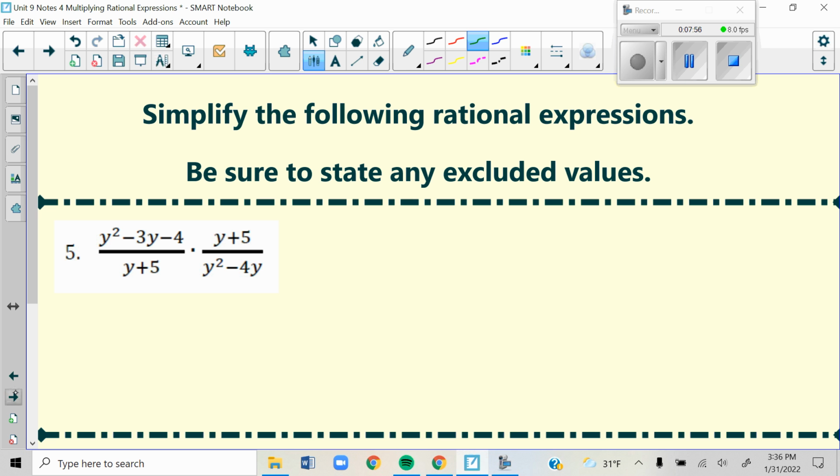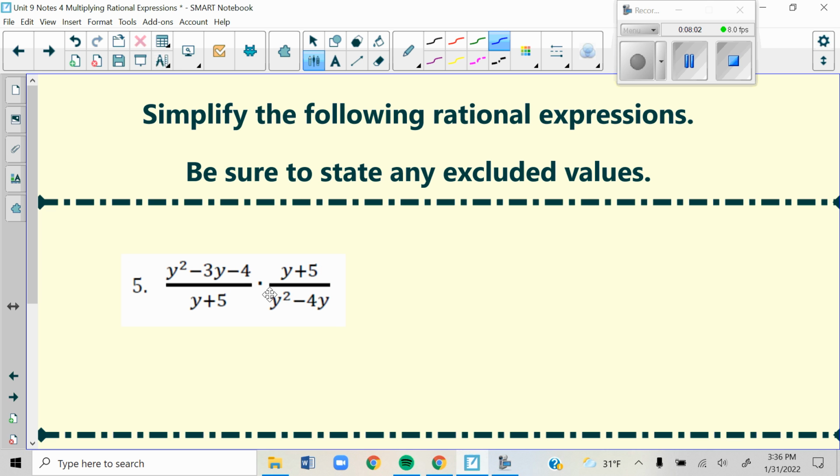All right, so now we're looking at this next problem, and this next problem has more factoring to it, and that's just fine. We are going to see that we need to factor this top one here. Multiplies to negative 4 and adds to a negative 3. Well, that's going to be a negative 4 and a positive 1. So y minus 4 and y plus 1.